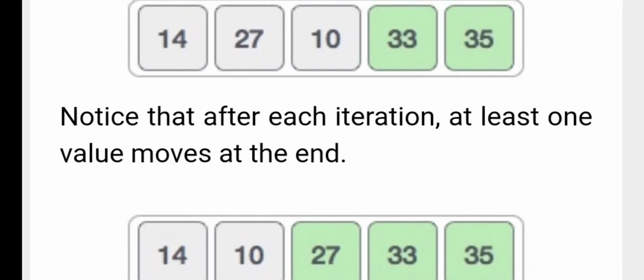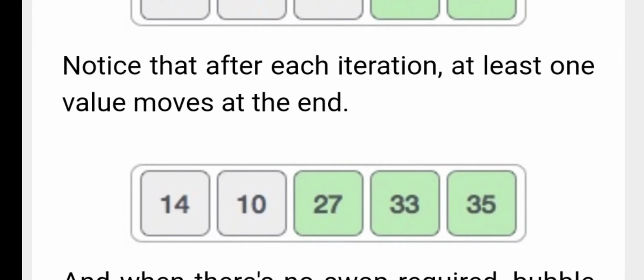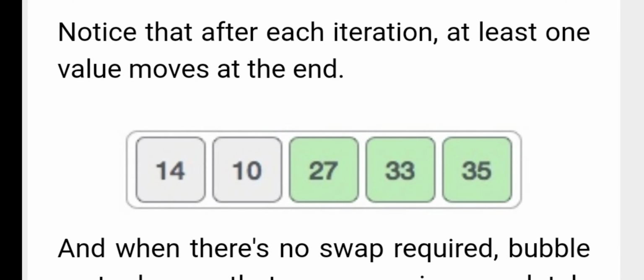So now here we have to compare 14 and 27. Okay, but 27 and 10, both are not okay, because 27 is greater than 10. So we need to swap 27 and 10. So 10 and 27 is swapped. Now after completion of the third iteration, the third largest element here is 27. 27 is placed in its appropriate position.